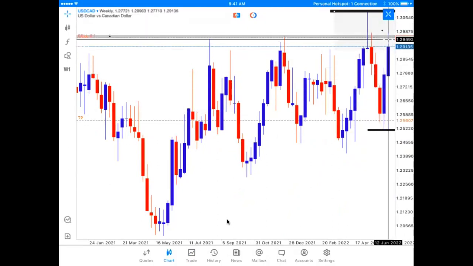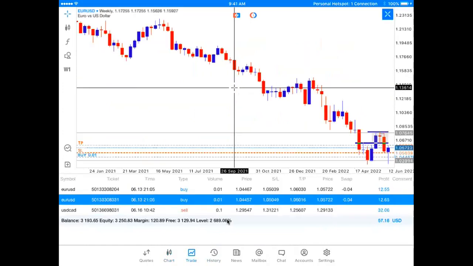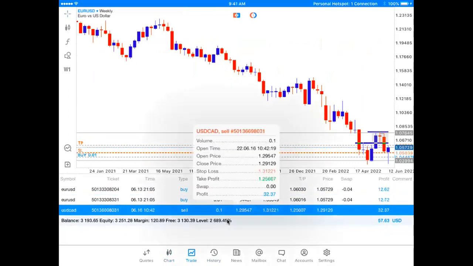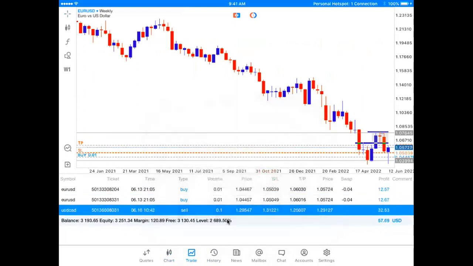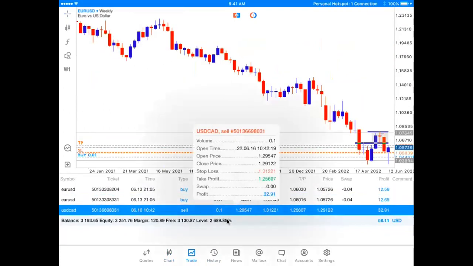So here I placed the sell trade and let's see how far it has gone. Our trade is now running in $32 already. This other 12 is coming from what? Euro USD. You can see USD CAD here. USD CAD sell is running already in $32 profit. This is for Euro USD that we did the analysis earlier. So this is for USD CAD.